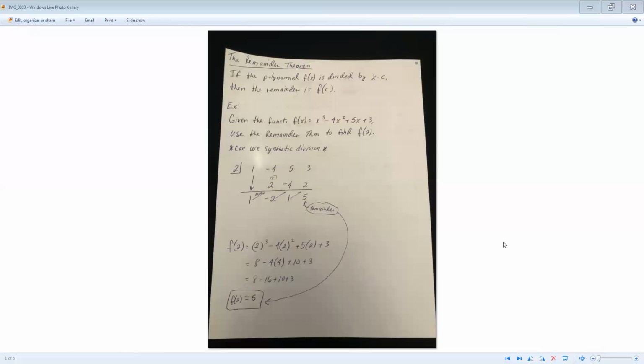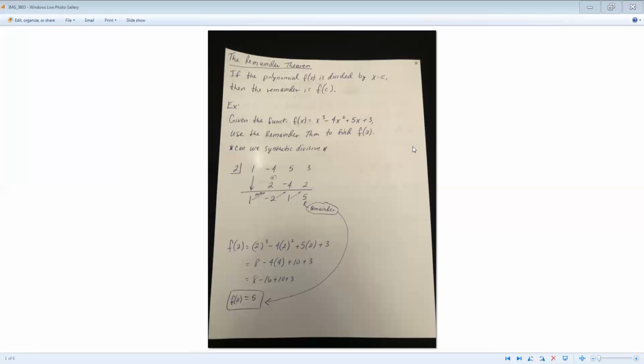In this video, we will discuss the remainder theorem and the factor theorem. With the remainder theorem, if the polynomial f of x is divided by x minus c, then the remainder is f of c. In other words, if you have a linear divisor, you take the opposite constant. Notice we have x minus c right here. You take positive c and plug it into your function. That will be the remainder.